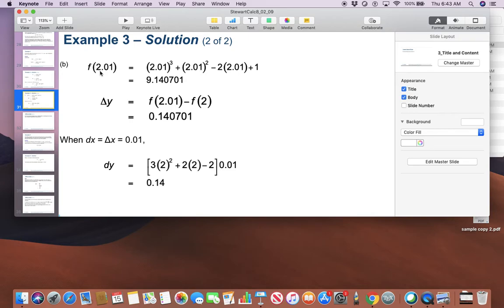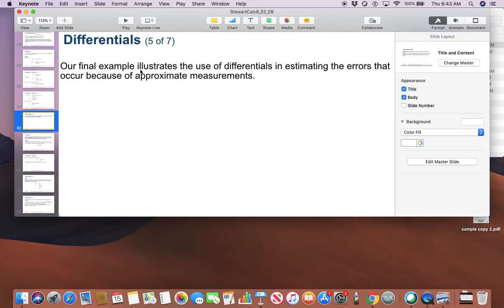Likewise, for the second case, f at 2.01 is this. So delta y is the decimal part of it, whereas dx is the same, 0.01. When you use it, look, this is close to this. All right. Final example illustrates the use of differentials in estimating the errors.